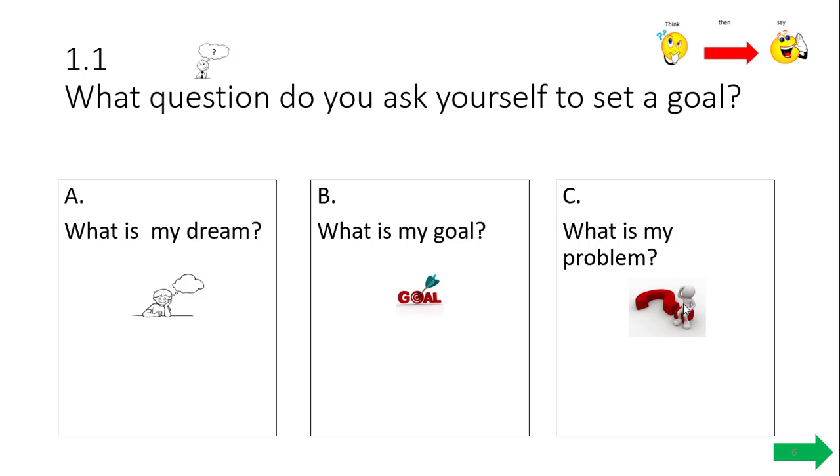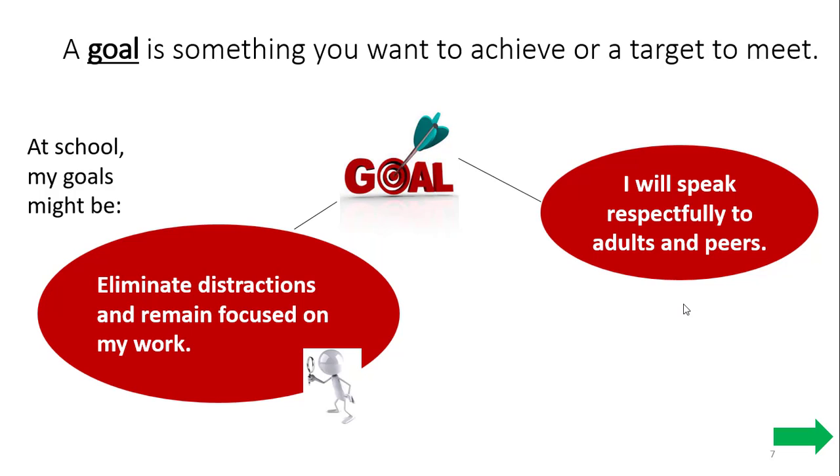When you were taking your probe before today, you didn't really know how to set a behavior goal. You didn't know what question you ask yourself, but now you do. What question do you ask yourself when you set a goal? Is it A, what is my dream? B, what is my goal? Or C, what is my problem? Make your selection now. Point to B. B is the correct answer. What is my goal? Nice job.